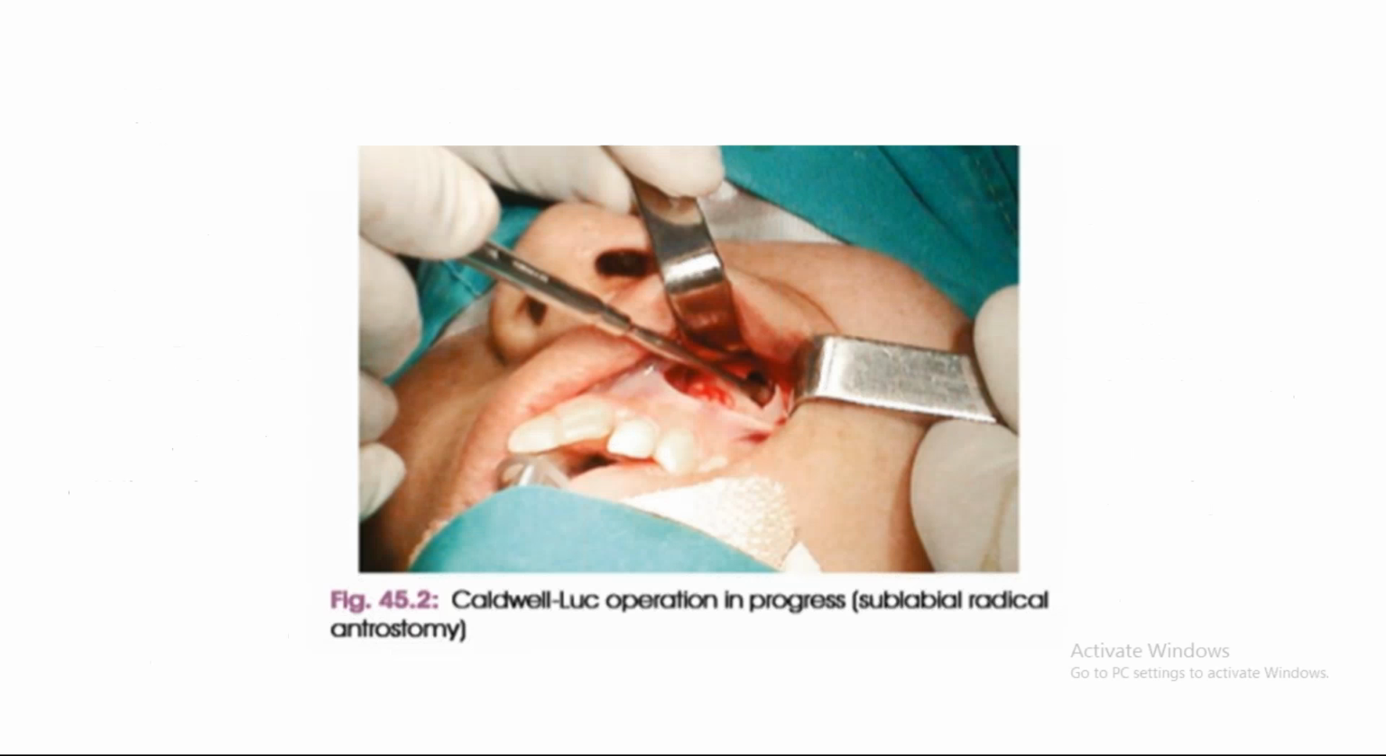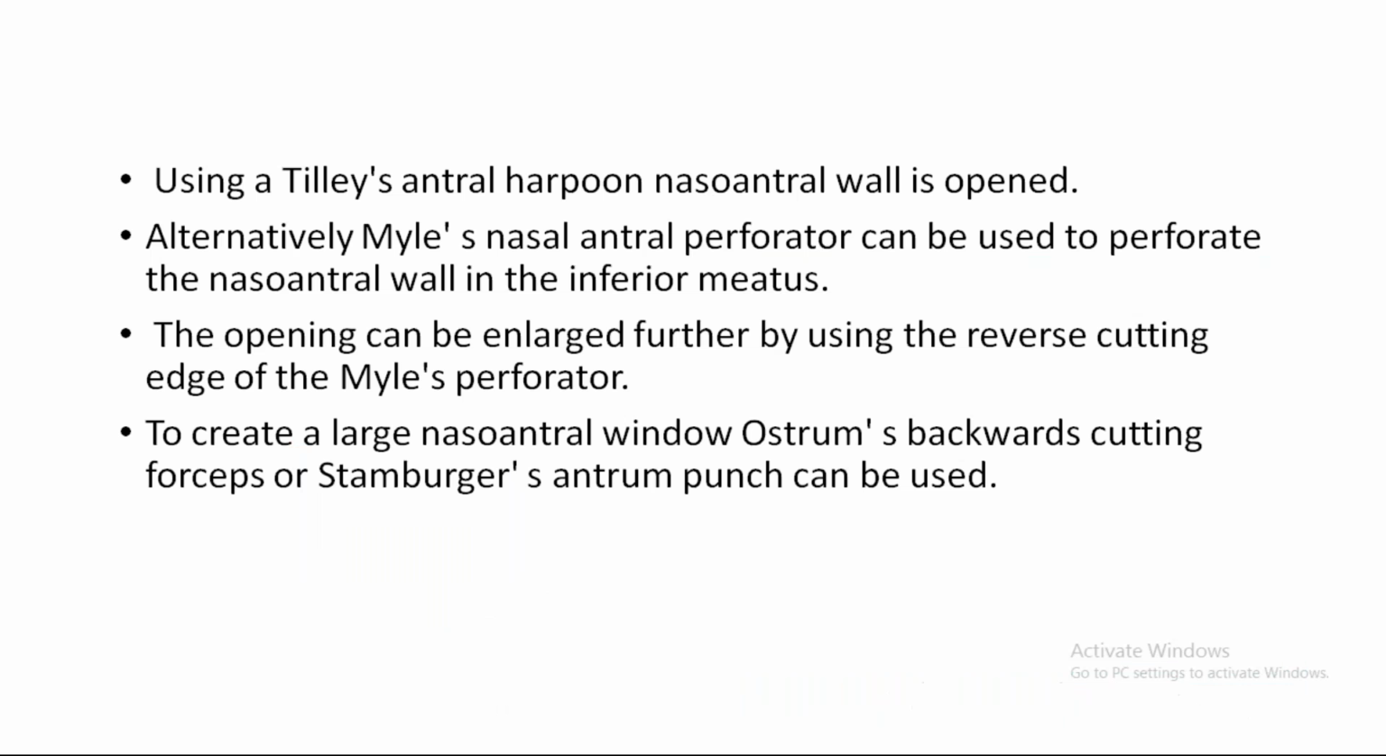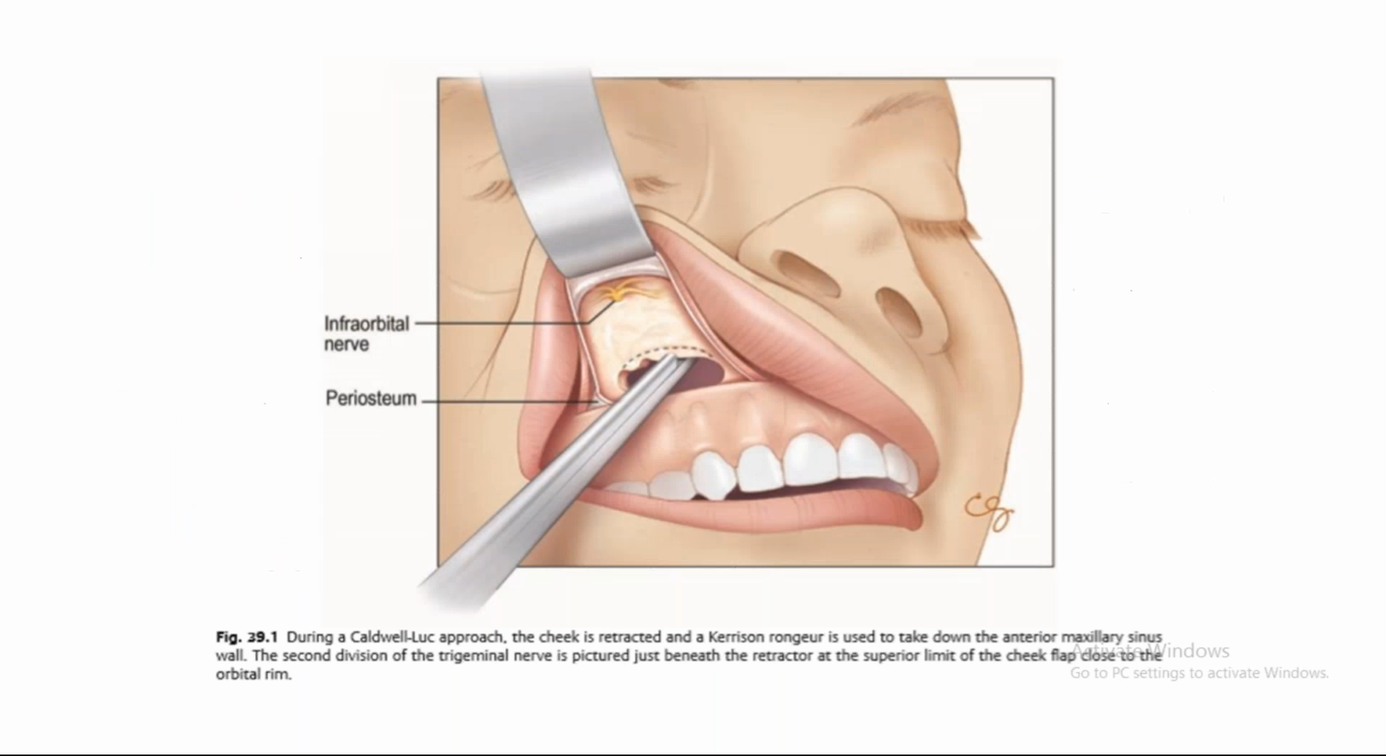Now here, I'll show you the diagram. Here you can see, if you are not careful and you place this retractor here and then pull it, obviously the maxillary nerve, the infraorbital nerve will be stretched and can lead to either neuropraxia or neurotmesis injuries.